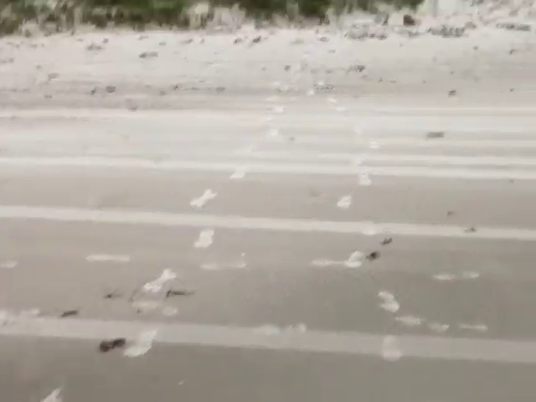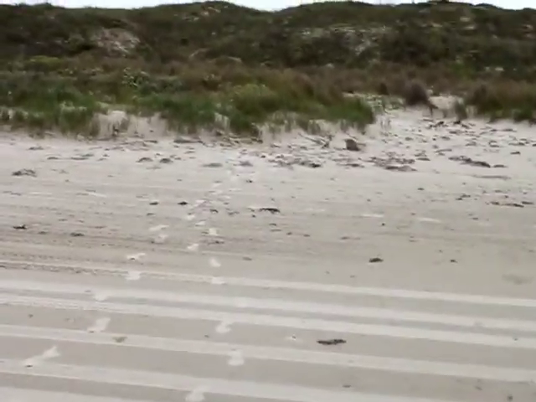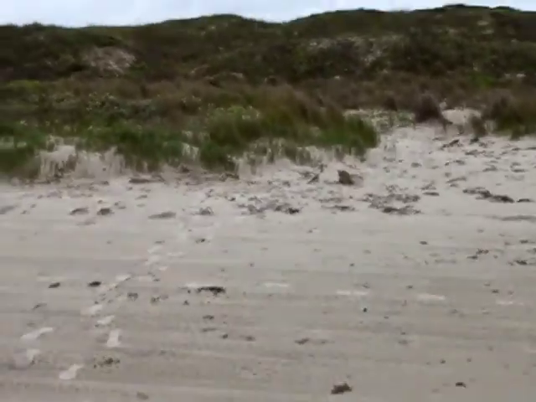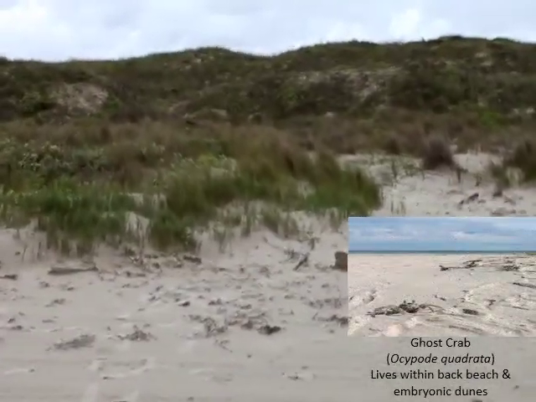The back beach is also known as the stranding area or strand area. Difficult for organisms to live there, not much food, not much shelter. You may recognize some of those terms from our beach studies in Maine. And here we approach the first set of dunes.